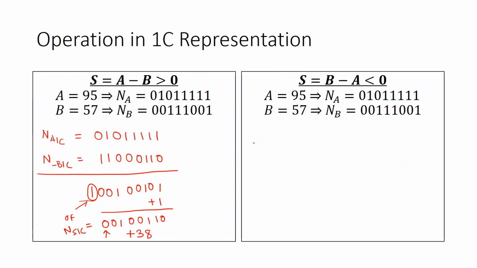Now here, what we need to do is b minus a, so we need minus a in 1c, and that would be this, simply flipping the bits, and b in 1c would remain the same.